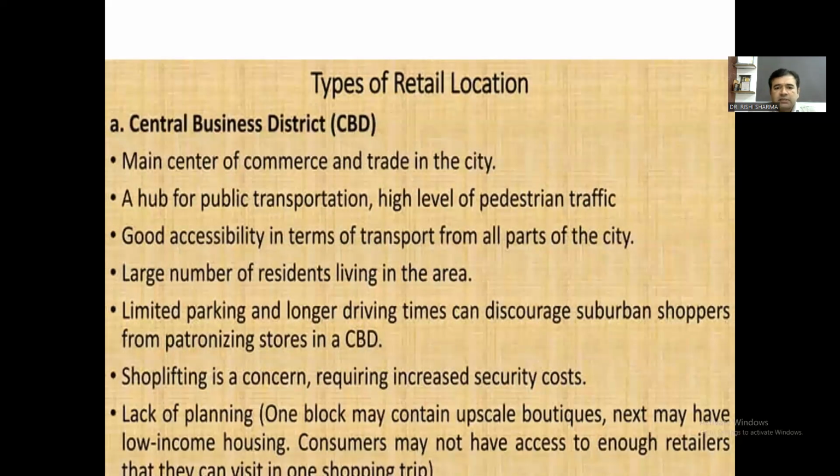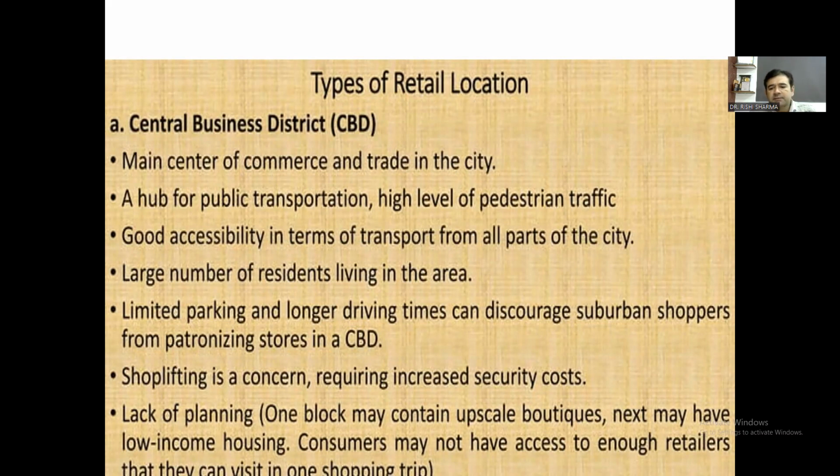Good accessibility in terms of transport from all parts of the city, large number of residents living in the area, some area of old city which is densely populated, right? Limited parking and longer driving times can discourage suburban shoppers from patronizing stores in the CBD. Shoplifting is a concern requiring increased security cost, lack of planning.